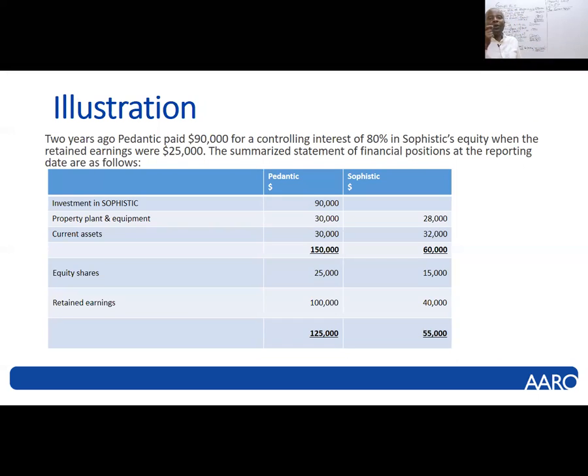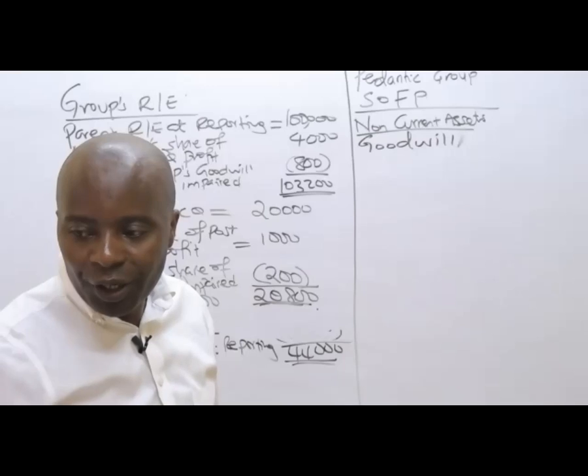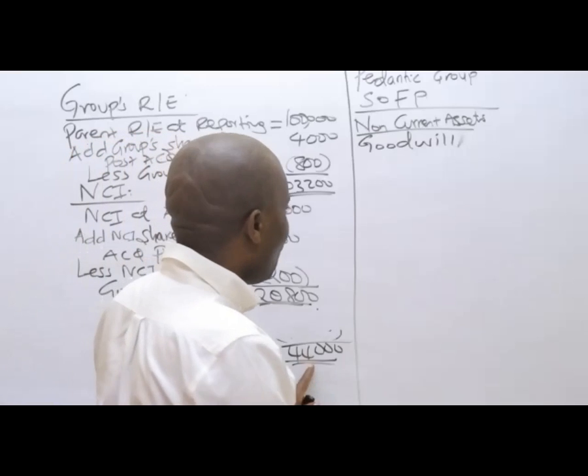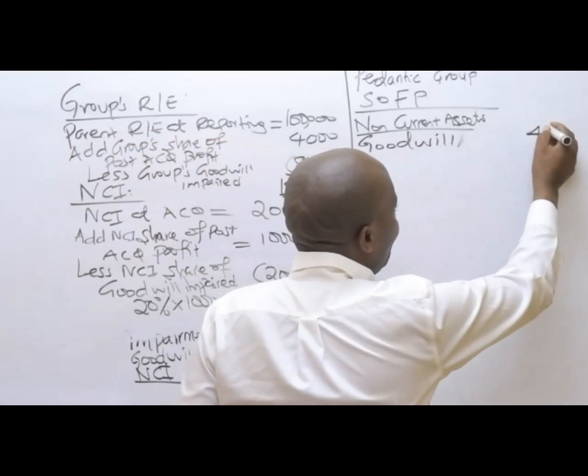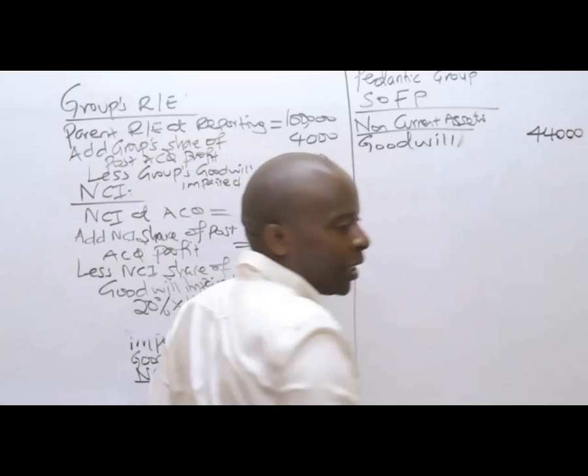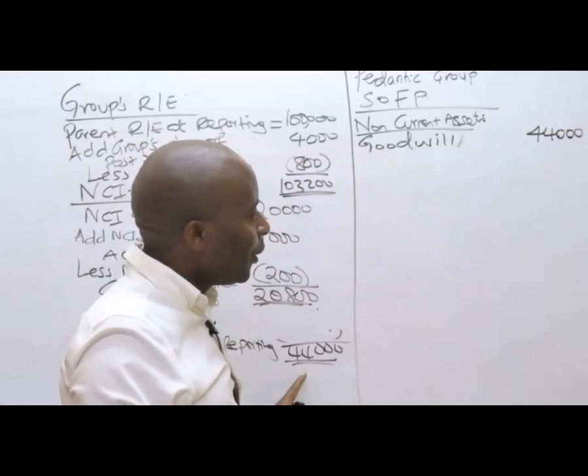However, remember when you are investing in the group, you paid some premium. That premium that we called goodwill is what will replace this line. So now we have here goodwill. And the goodwill on reporting, what do we have as our goodwill on reporting? If you can remember, what we have here is 44,000. So goodwill on reporting is 44,000.